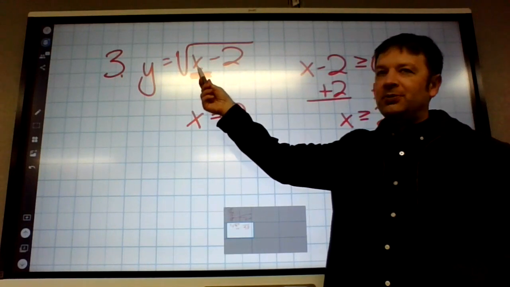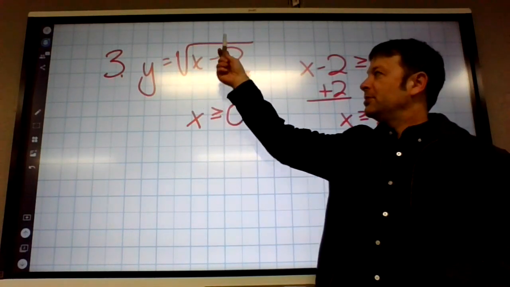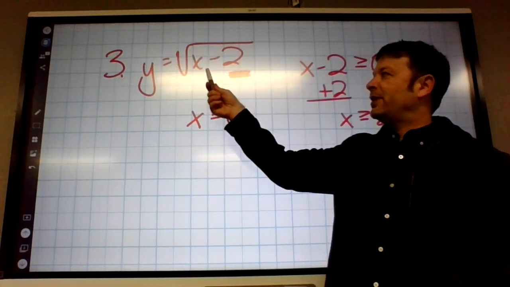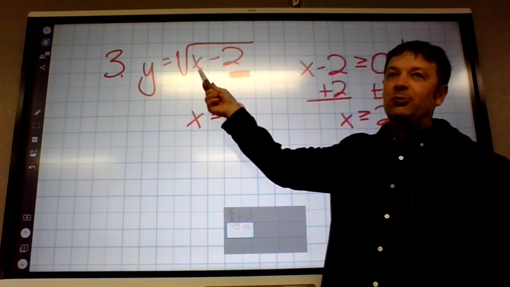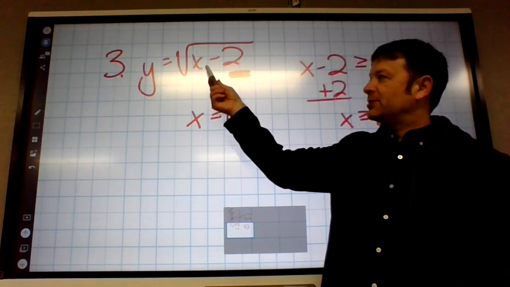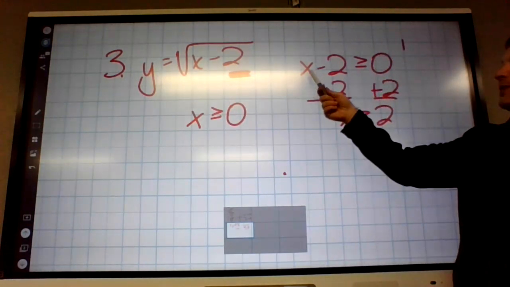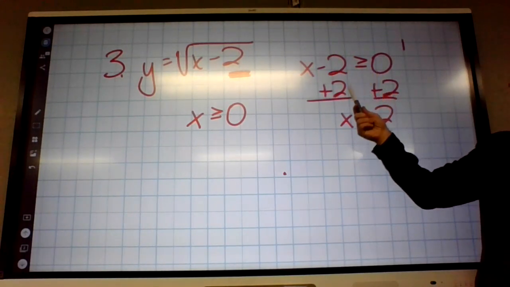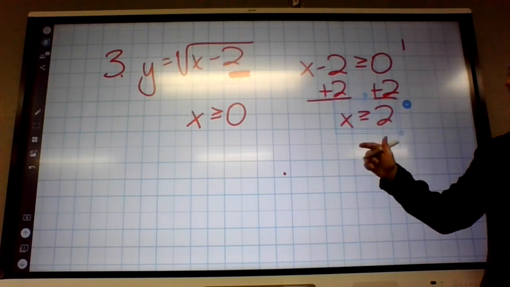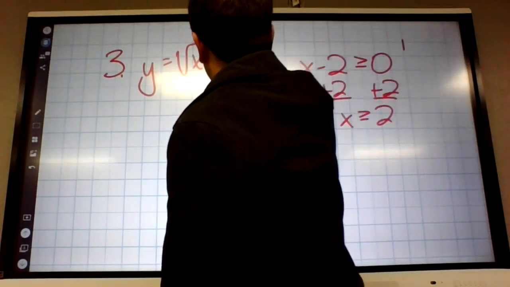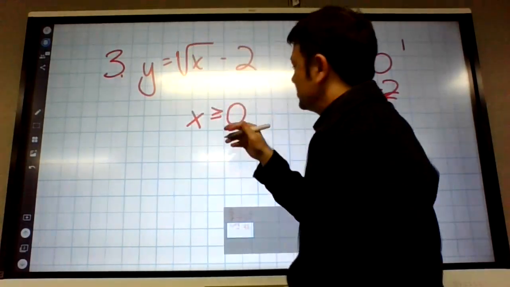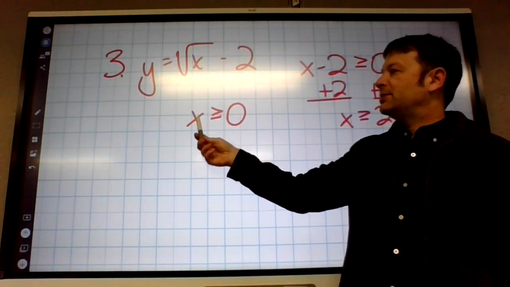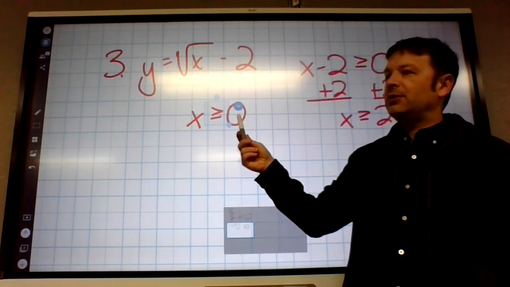Because if x were 2, this would be 0, and that would be okay. If x were 3 or 4, that's fine. But x could not be like 1, because this would be negative. So you just take whatever's under the square root, make it greater than or equal to 0, and then solve for x. Now, that's not what number 3 said. Number 3 said this. So what's under the square root is just x, so the answer, again, is x needs to be greater than or equal to 0.